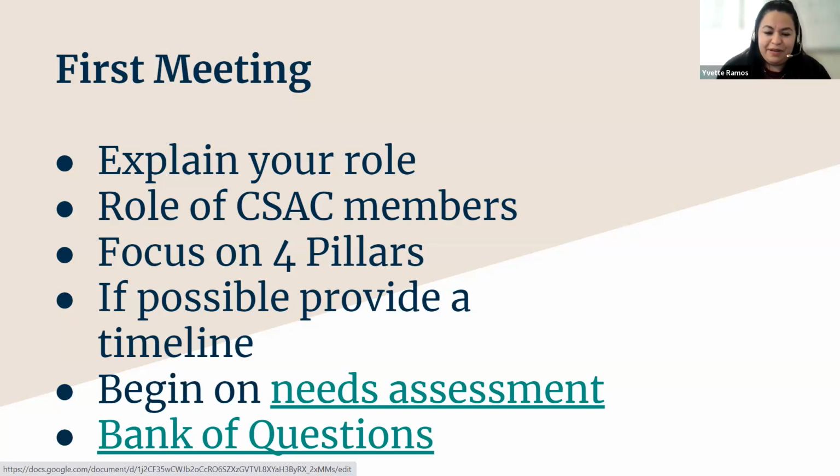In this link on the needs assessment, it's the document that you shared, Armenia. So I'm not going to open it up. And also on that document that you shared for the needs assessment, there's another link on a bank of questions. So sample questions that we looked at helped us get started with the process.